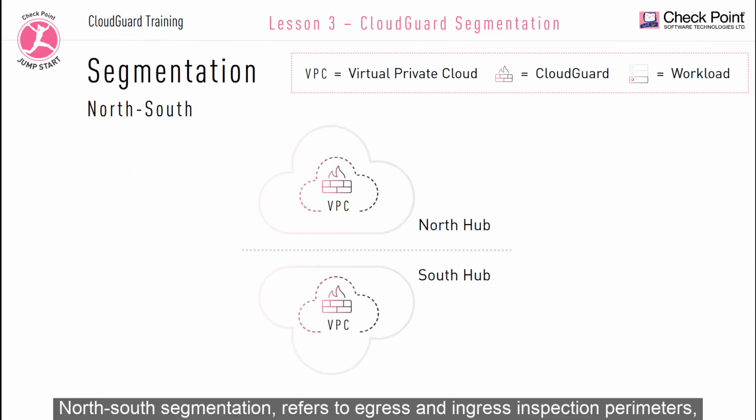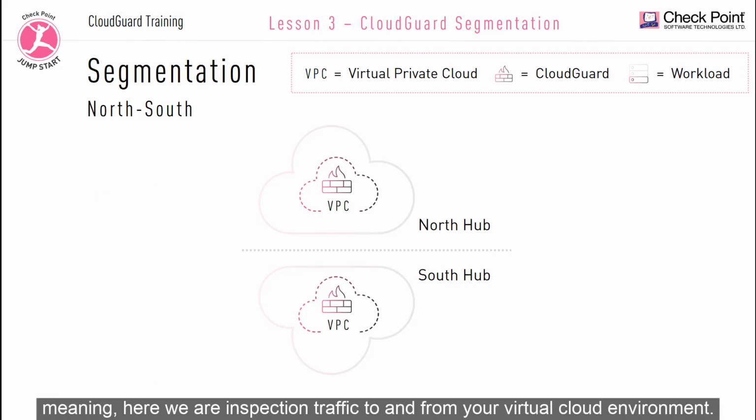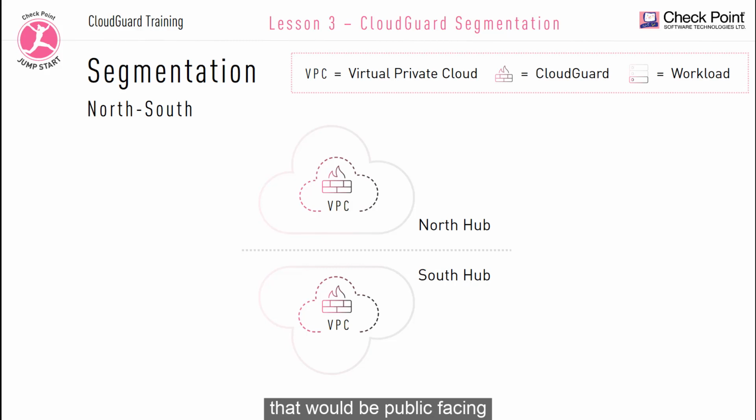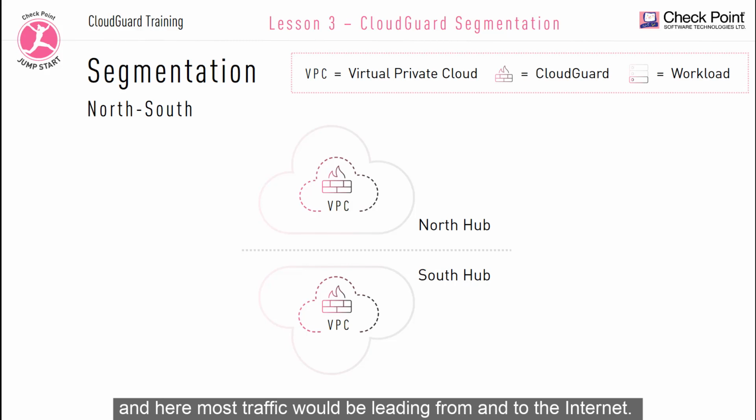North-south segmentation refers to egress and ingress inspection perimeters, meaning here we are inspecting traffic to and from your virtual cloud environment. The North Perimeter Hub would be hosting any public cloud assets that would be public facing, and here most traffic would be leading from and to the internet.